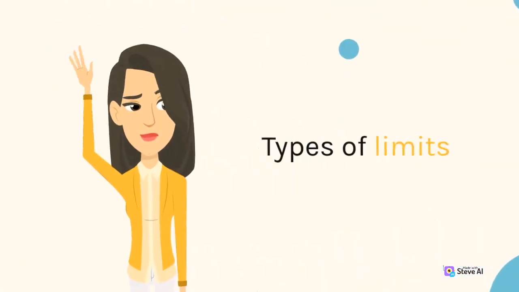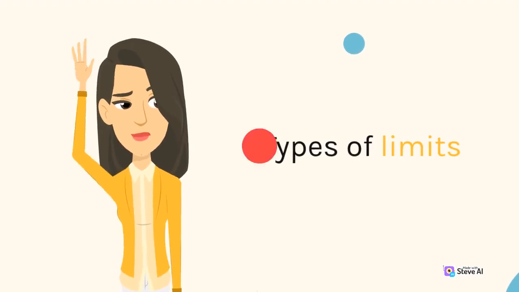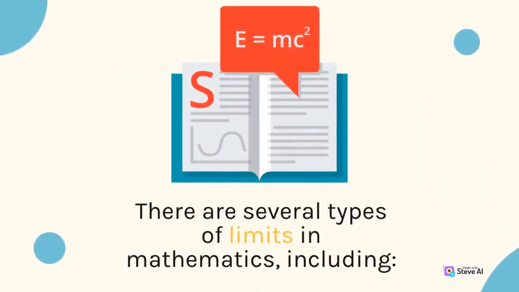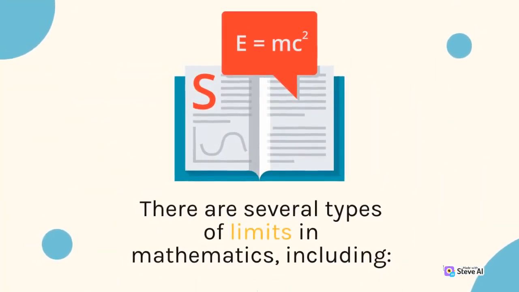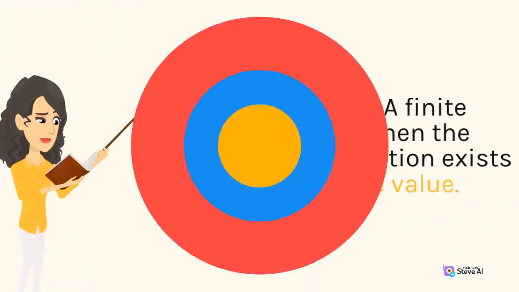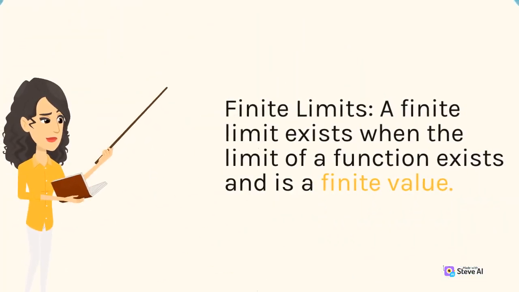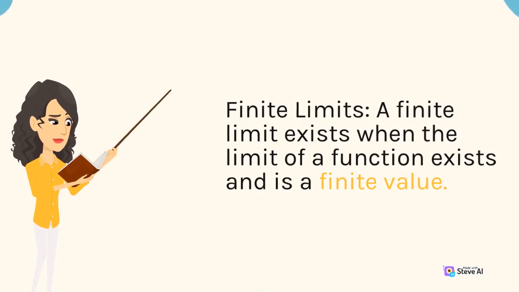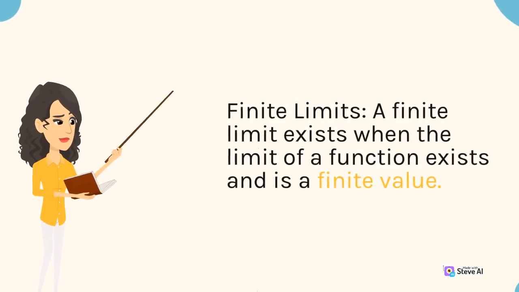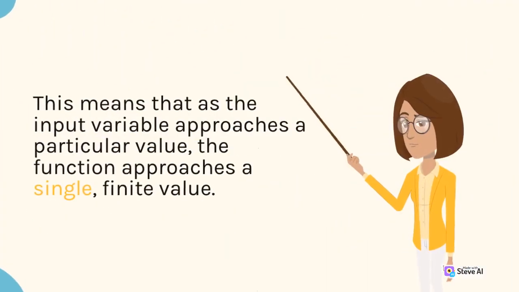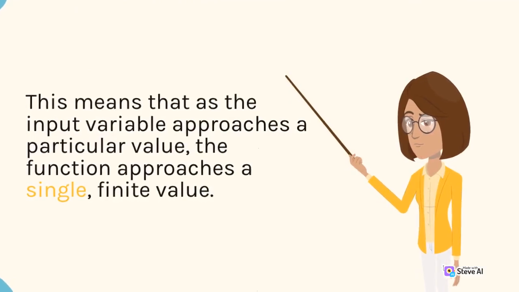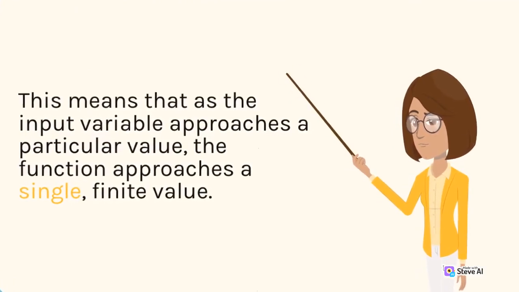Types of limits. There are several types of limits in mathematics, including finite limits. A finite limit exists when the limit of a function exists and is a finite value. This means that as the input variable approaches a particular value, the function approaches a single, finite value.